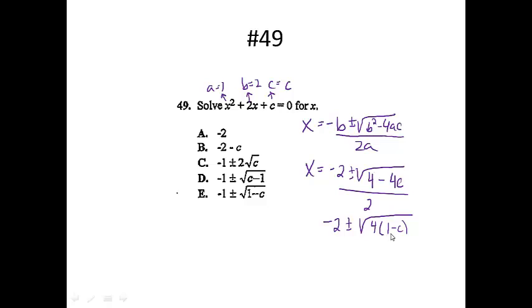And if I had to guess at this point in time, I'm going to guess E because I've got a 1 minus c inside, and this one has a 1 minus c inside. So if you were stuck for time, I'd automatically go to option E because of that, but I am going to go a little farther.